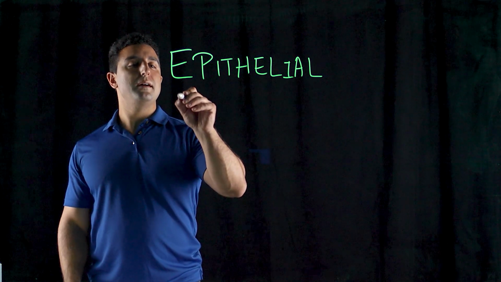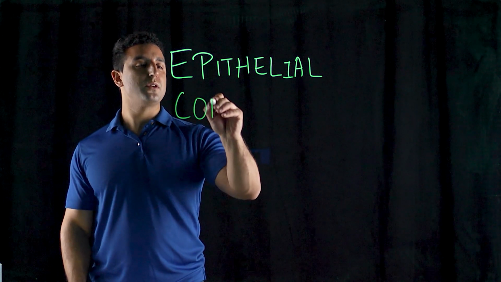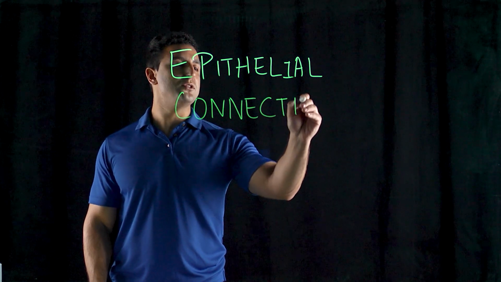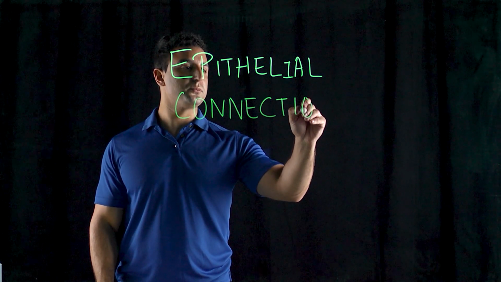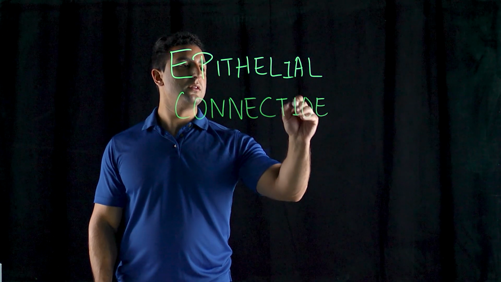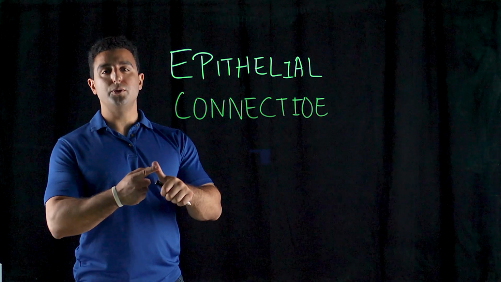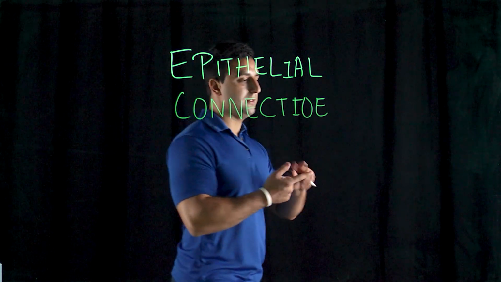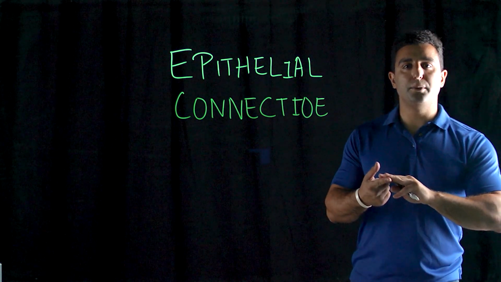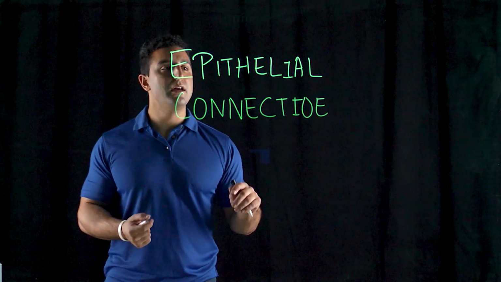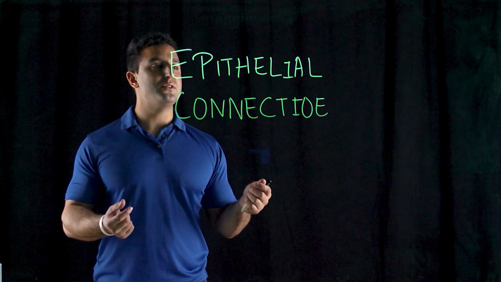Next, you have connective tissue. So what are some examples of connective tissue? So connective tissue is bone, cartilage, ligaments, adipose fat tissue, right? And so they play a big role in support. Again, protection and support. So how would you say protection?